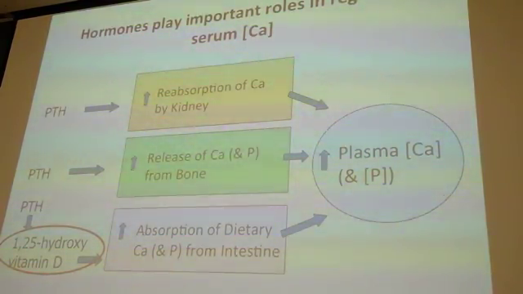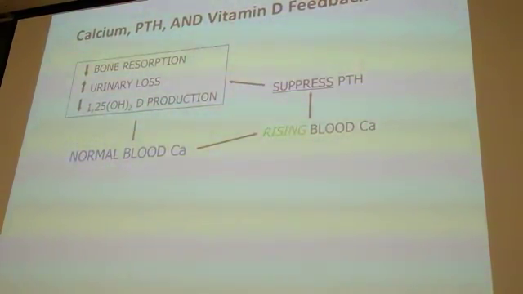Okay, so three functions. Basically, parathyroid hormone is functioning as a rheostat to control and maintain the homeostatic level of calcium in our blood. Hopefully we're all maintaining normal blood calcium levels. If there's a rise in blood calcium levels, this is going to suppress the release of parathyroid hormone by the parathyroid gland. This would result in decreased bone resorption, increased urinary loss, and decreased production of this bioactive form of vitamin D. All of these are going to result in a decrease in plasma calcium levels.